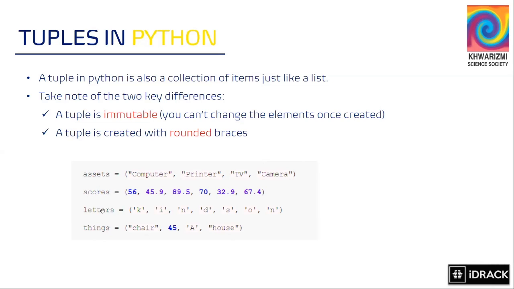So these are the examples of the same: assets, scores, letters, and things. Like lists, you can have strings, single alphabets, numbers, or a combination. It can hold anything, just like a list, but the only difference is that one, when you create it, you use round brackets, and two, once you've created it, you cannot change any of the elements in it. You can access it, you can run operations on it, but you can't change it.